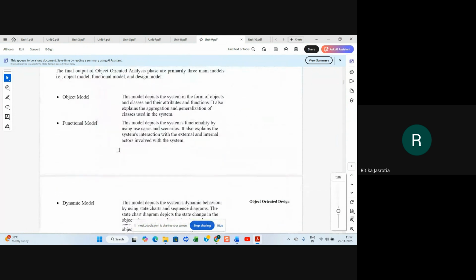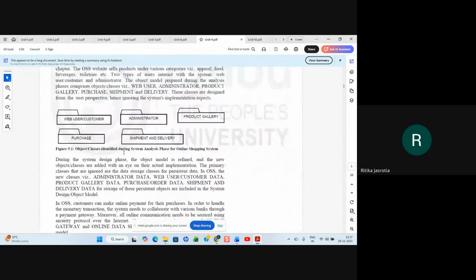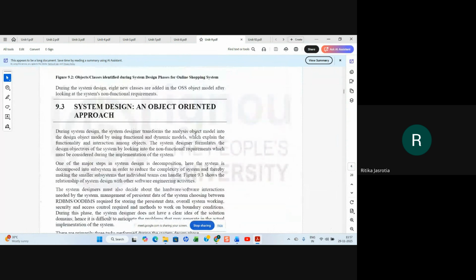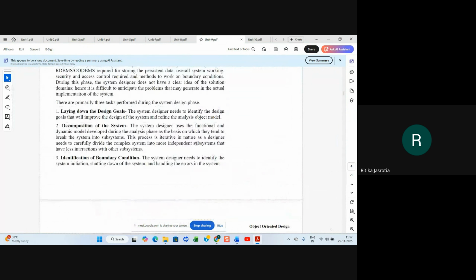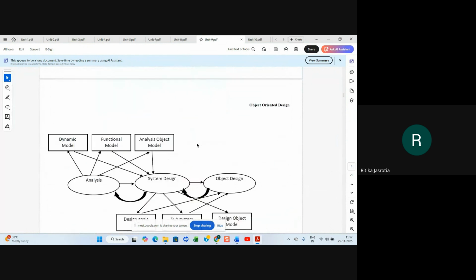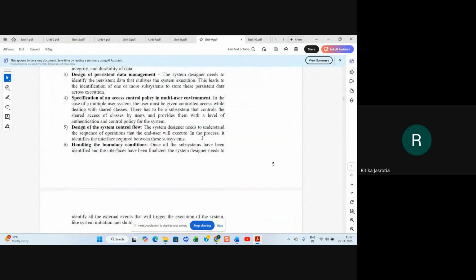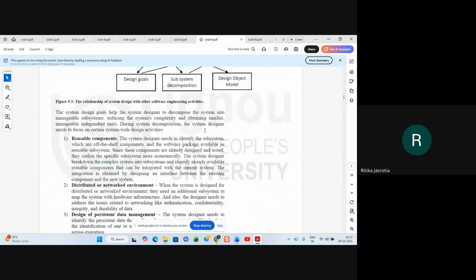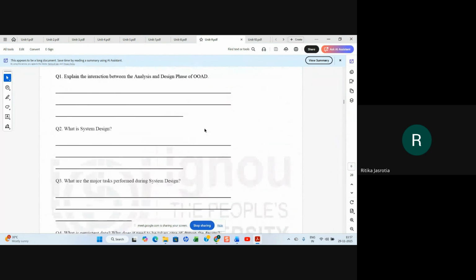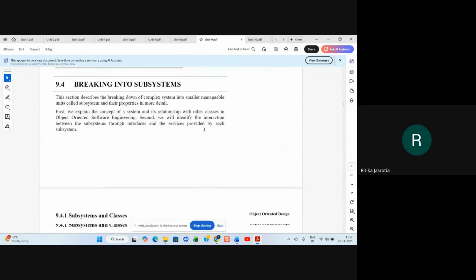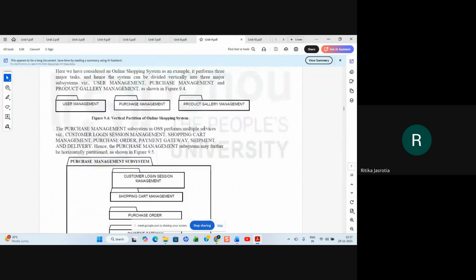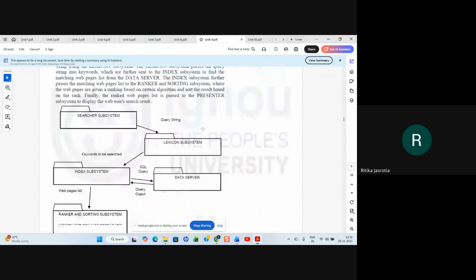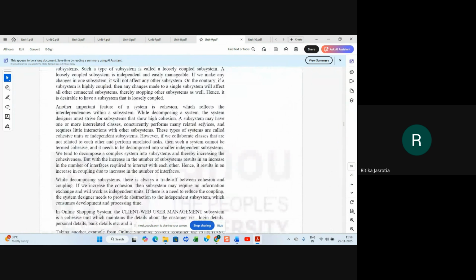So this is about going from OOA, that is object oriented analysis, to object oriented design. So system design we are talking about: laying down the design goal, decomposition of the system, reusable components, breaking into subsystems, coupling and cohesion.